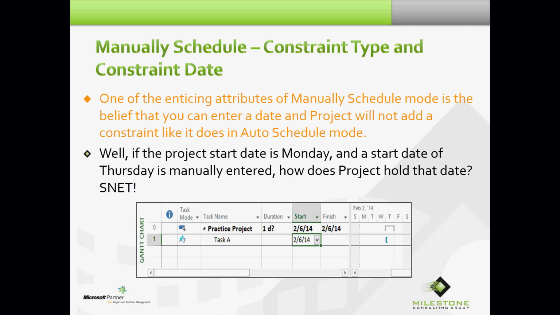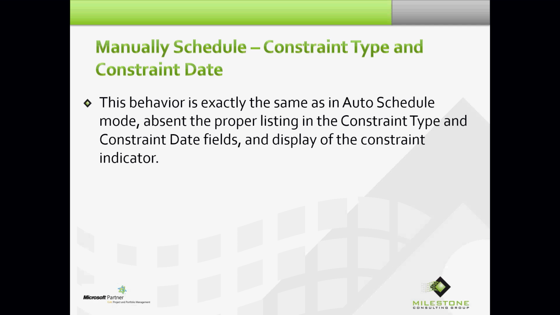Well, if the project start date is Monday and the start date of Thursday is manually entered, how do you suppose Project holds that date? Through a start no earlier than constraint. You just can't see the constraint indicator here in the indicators column. This behavior is exactly the same as in auto-scheduled mode, absent the proper listing in the constraint type and constraint date fields and display of the constraint indicator.